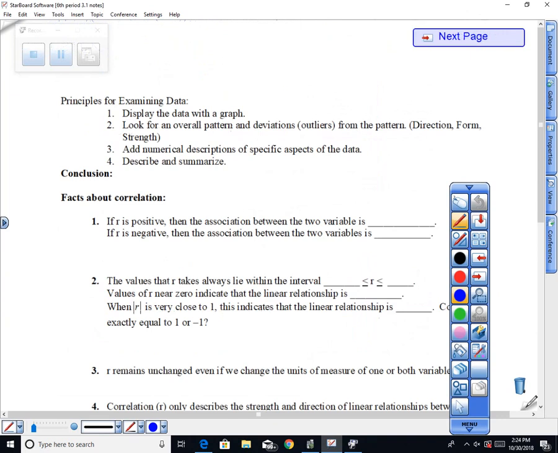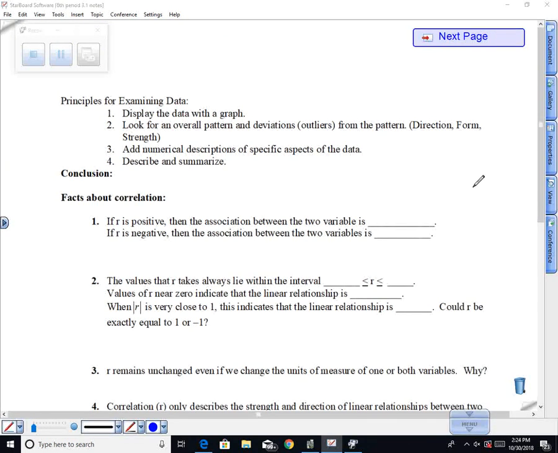So this last little piece is sort of a review of everything we talked about. So principles for examining data. Display the data with a graph, which is what we're doing with the scatter plot. Look for an overall pattern and deviations from that pattern. You want direction, form, strength, and you want this all in context.